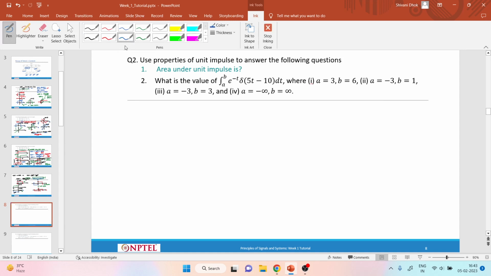Okay, let's move to the next question. This question is based on the unit impulse. If you have seen the lectures, it will be clear that to define this unit impulse, an intermediate function was defined, which was delta epsilon of t, defined with an amplitude 1 by epsilon when t is ranging from minus epsilon by 2 to epsilon by 2, and it was 0 otherwise.